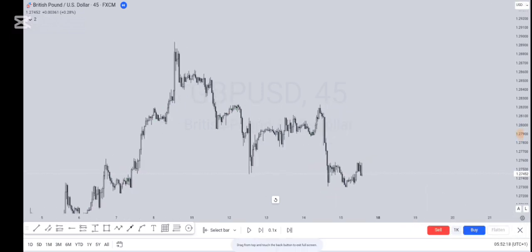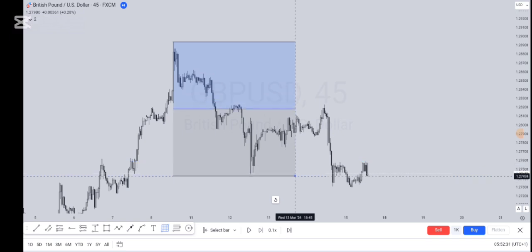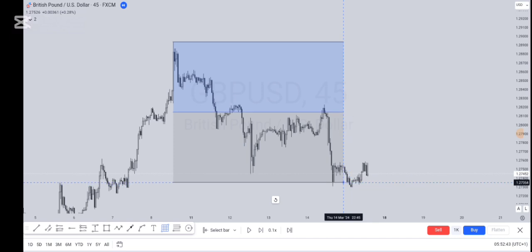So let's look at this first of all. To get your premium zone, you start all the way from the lower high and draw it all the way to the lower low. You understand? So wherever you feel like the market is going to form a lower low, that's where you draw it from. You get? So this is the lower low of the market, right?